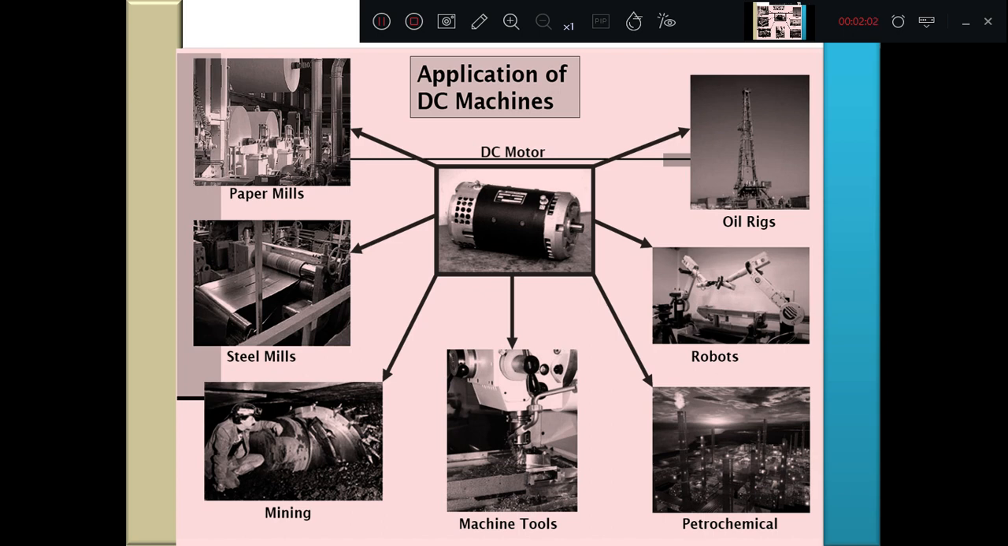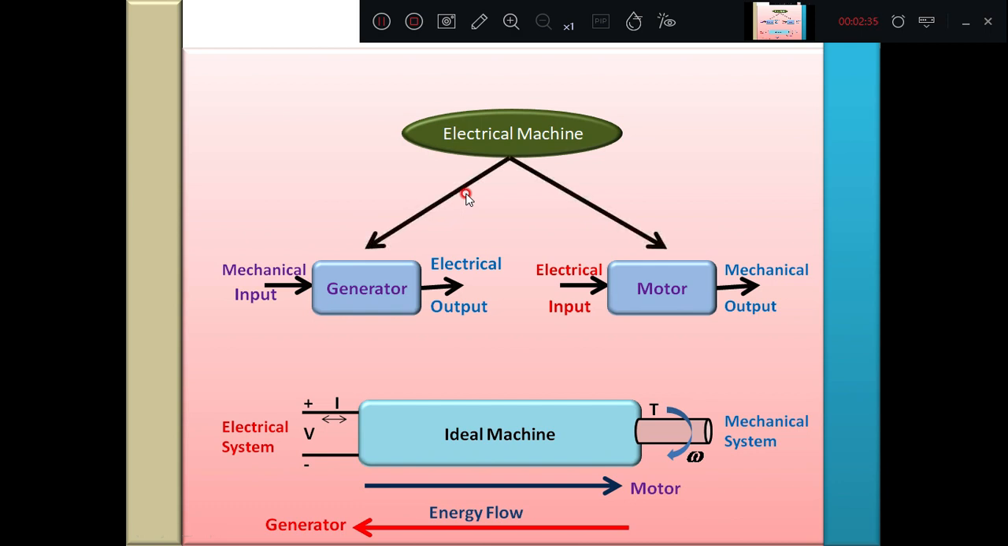As I told you, we find only a few applications of the DC motor. However, they are not at all using a DC generator, because all the electricity we get is from AC generation. Some of the applications of DC machines are paper mills and steel mills. In mining they use machine tools, oil rigs, robots, and petrochemical industries also use DC motors.